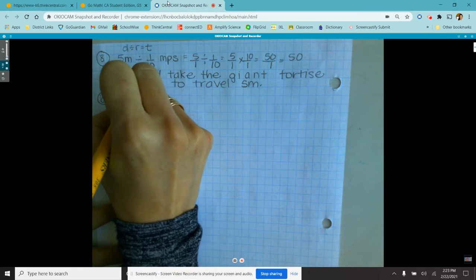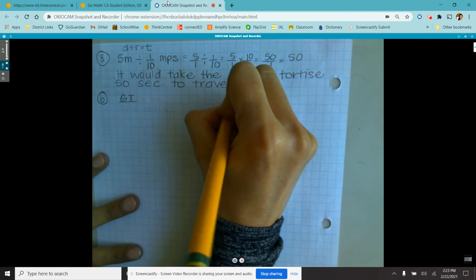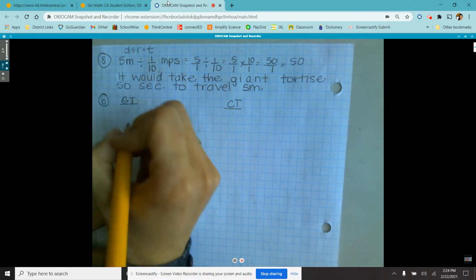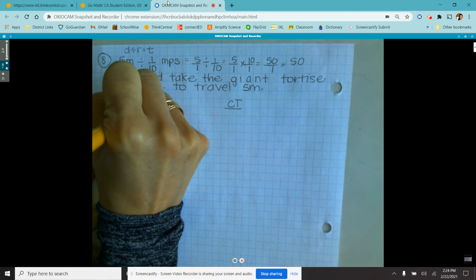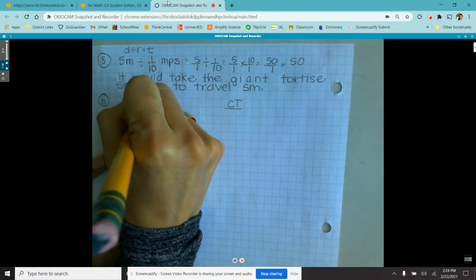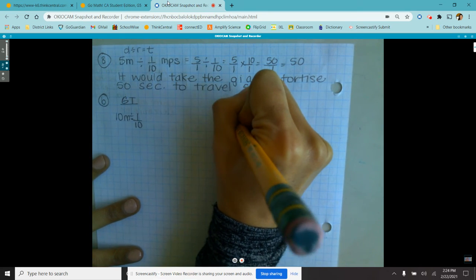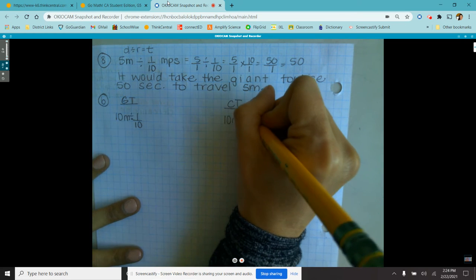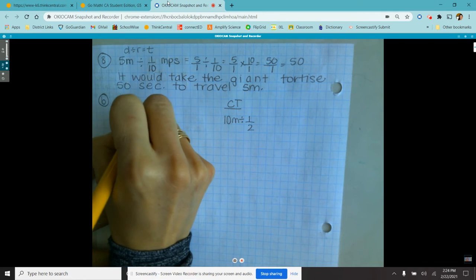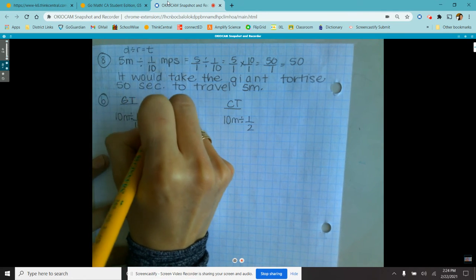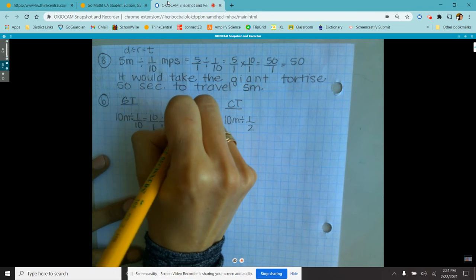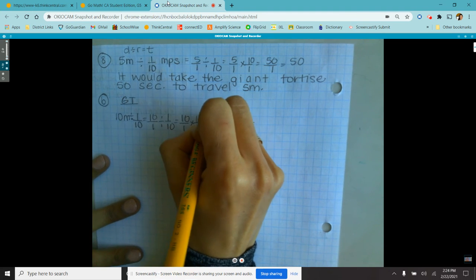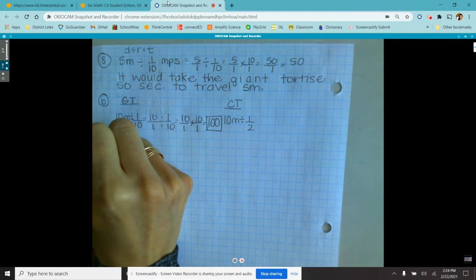I have my tortoise, my GT, and my CT, right? So we have our distance is 10 meters for both. The giant tortoise goes 1/10 meter per second, whereas the turtle, if we look on the information in the problem, it says it goes 0.5 meter per second. So its rate is 0.5 meter per second. So again, 10/1 divided by 1/10, multiply by the reciprocal of the divisor, and we get 100. So it would take 100 seconds.